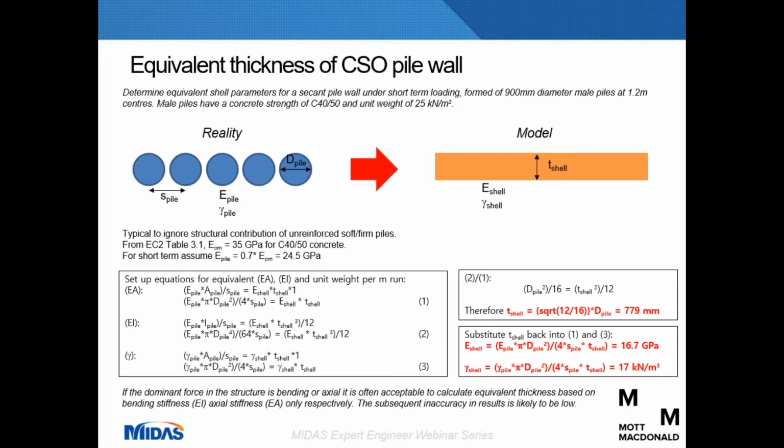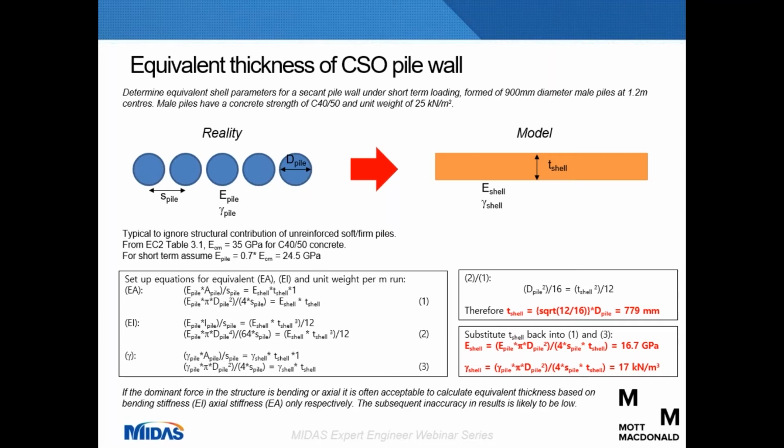And to approximate those as a shell, we set up equations equating both the axial stiffness and the bending stiffness for the real world and modeled scenarios, and then solved those simultaneous equations to give an equivalent thickness. So your equivalent thickness drops out as the square root of 3/4 times the diameter of your pile itself.